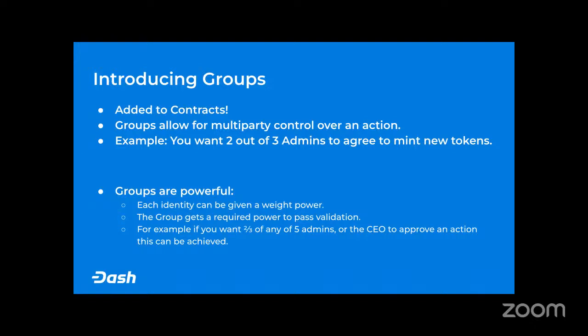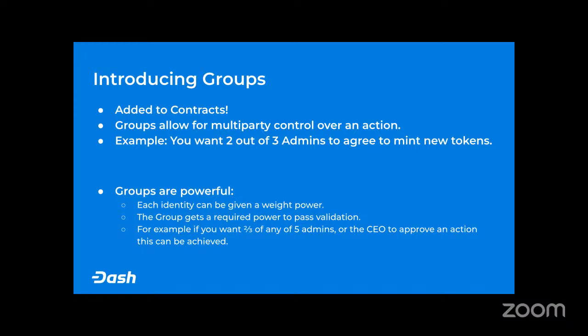Now this basically says, okay, if you want to say that 2 out of 3 admins need to be in agreement to mint new tokens, you can do that. You can give weight power to individuals in the group. So you could say, for example, if you want 2/3 of any 5 admins or the CEO to approve an action, that can be done.